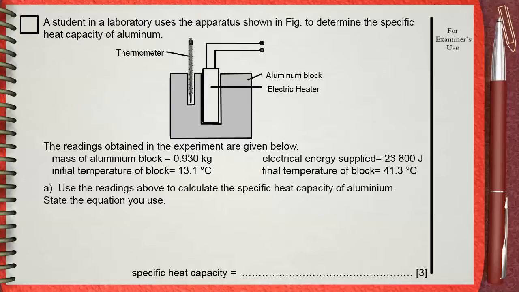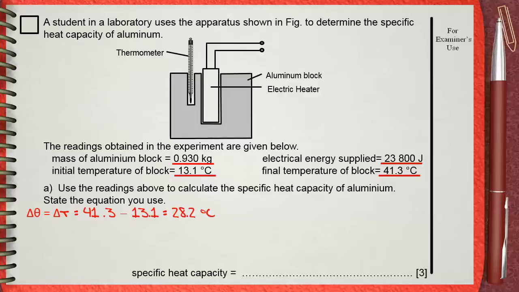We have 0.930 kilograms, this is the mass. We have 23,800 joules, this is the quantity of electric energy, which is also the amount of heat energy Q. We have 13.1, which is the initial temperature, and 41.3, which is the final temperature. According to these givens, the change in temperature, delta theta or delta T, is 41.3 minus 13.1. So this gives 28.2. This is the change in temperature.